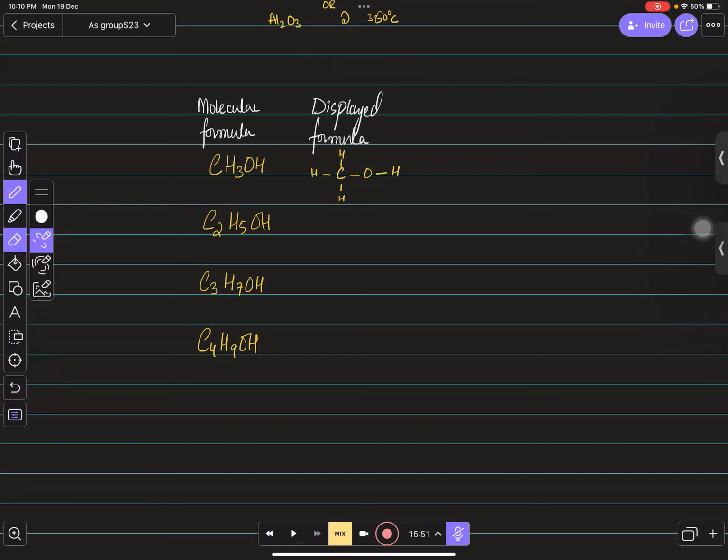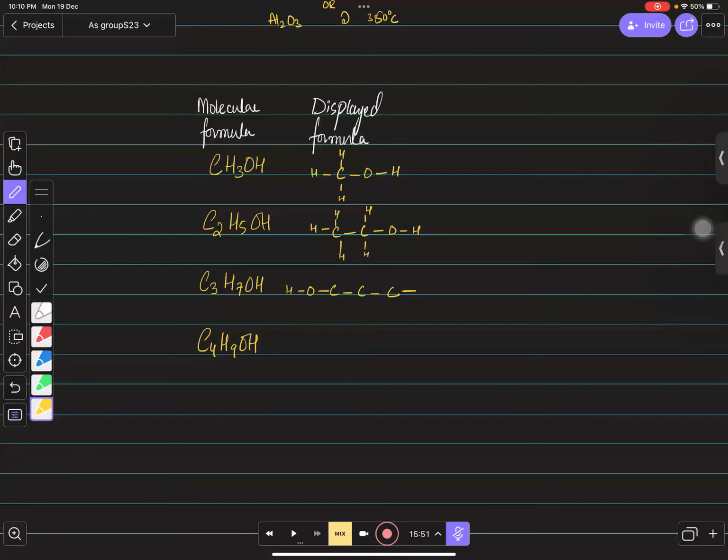And then if you talk about the two carbon structure, it will be like this. You can put OH anywhere: on the first carbon on the right hand side, or on the first carbon on the left hand side, that's the same thing. But if you talk about this structure when we have three carbons, right? If you put OH over there, that's fine. Or if you put OH over here, that's the same thing, right?